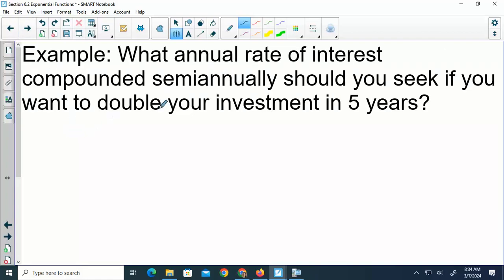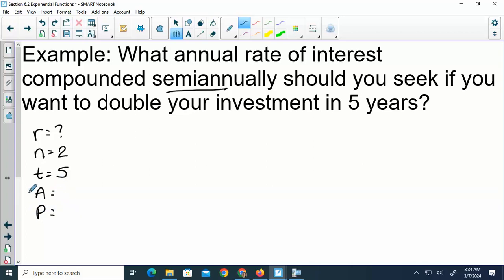So what annual rate of interest? So we are looking for the interest rate. Compounded semi-annually. So N is every 6 months, so it'd be 2. If you want to double your investment in 5 years, so our time is 5. Did I tell you how much you have right now? No, I just told you you want to double it.